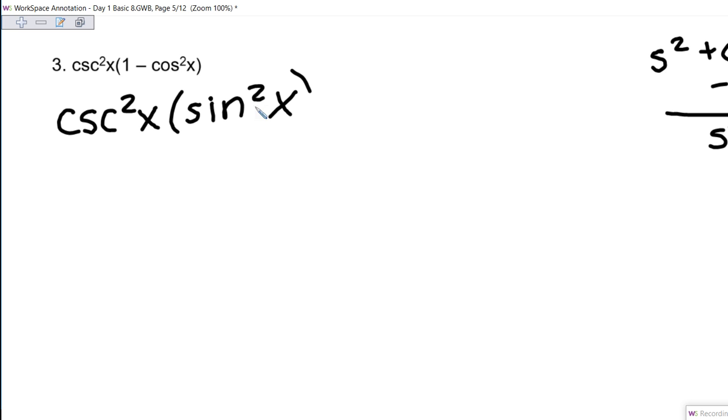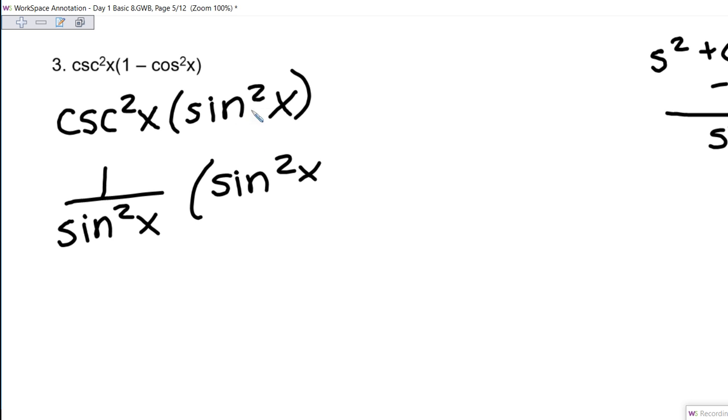Now, is that a single term? No. So after you've taken care of any Pythagorean identities, the next hint I would give to you is change everything to sines and cosines. So get rid of a cosecant because it's not a sine or cosine. So what's another way to rewrite cosecant squared? 1 over sine squared. So this would be 1 over sine squared of x. And this is already in terms of sine, so keep the sine squared of x.